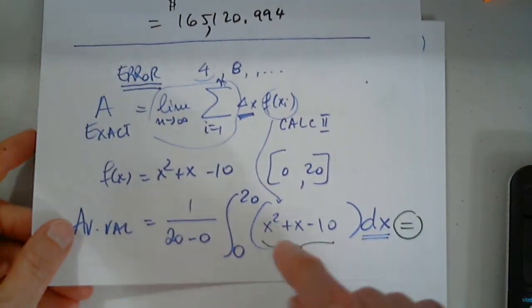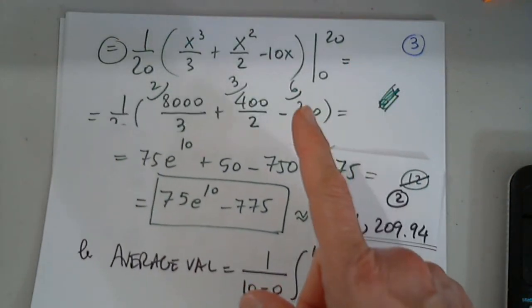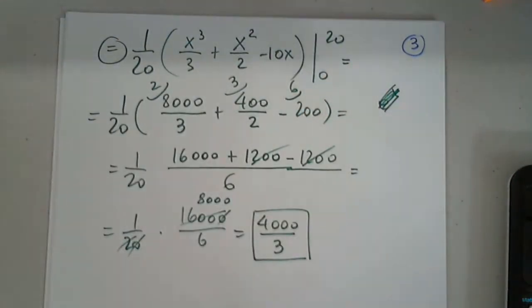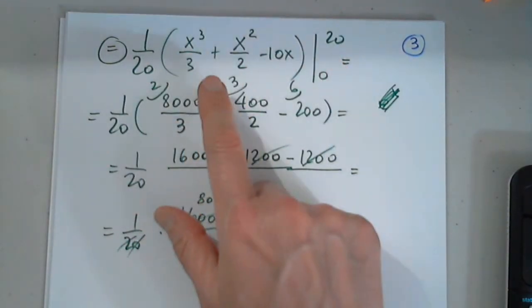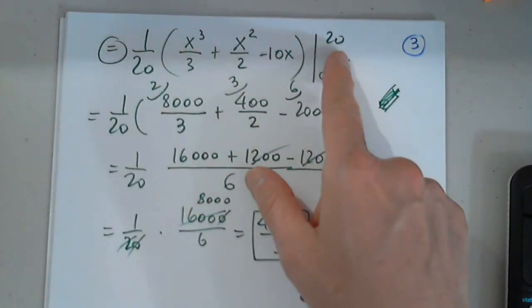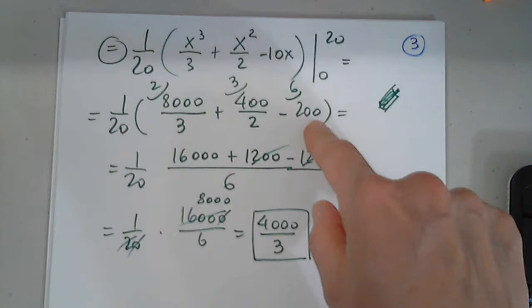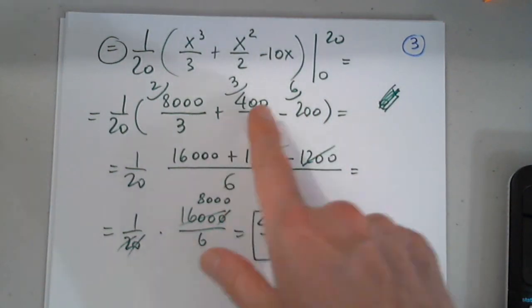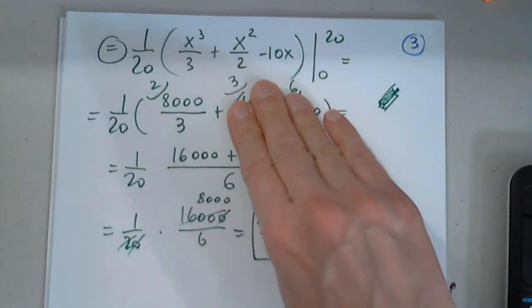So 20 minus 0, yes, the integral from 0 to 20, it is x cubed over 3, it is x squared over 2, it is minus 10x. Let me do this again. So 2 to the third is 8, but I have 3 zeros. So 20 times 20 is 400. 10 times 20 is 200. So when I simplify these two, I didn't even have to do anything, because this is 200 minus 200. This goes away anyway.